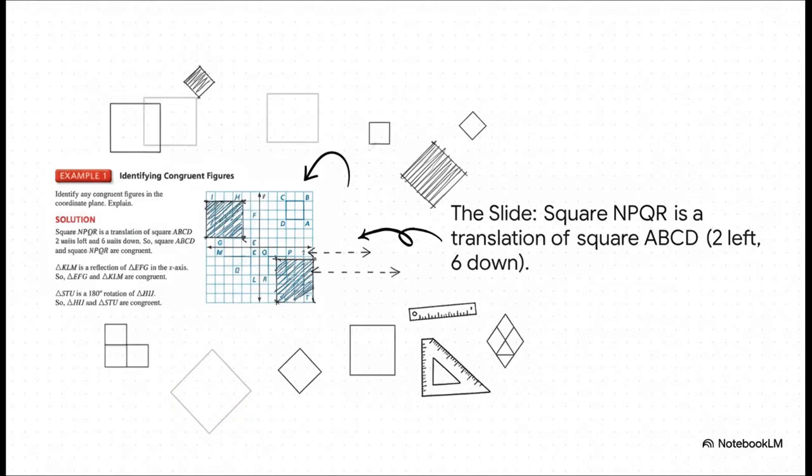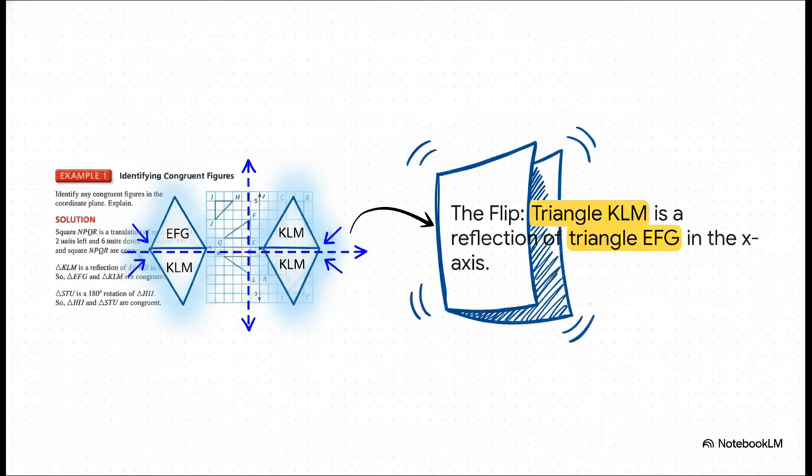Our very first move is called a translation. And honestly, it's just a fancy word for a slide. To get square ABCD to line up with NPQR, we just slide it 2 units to the left and 6 units down. No turning, no flipping, that's literally it. Next up, we've got the reflection. You can just think of this one as a flip.